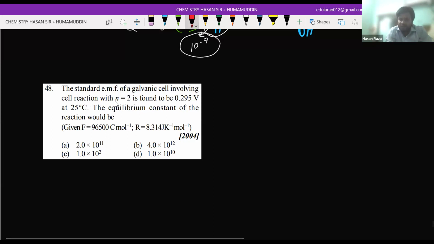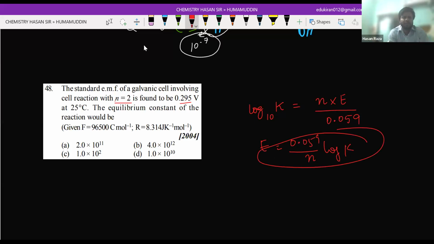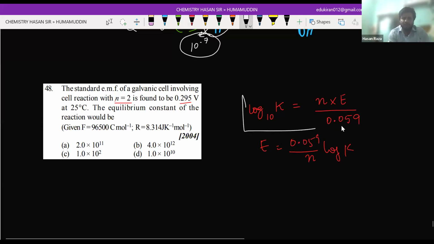Standard EMF of a galvanic cell involving cell reaction with n equal to 2 is found to be 0.295 volt at 25 degrees centigrade. The equilibrium constant for the reaction would be, if you remember, I had given a formula for this. What was the formula? We can directly write log K to the base 10 will be equal to n into E upon 0.059. Yes or no? Yes, sir. Or it was the same, like E is equal to 0.059 upon n log K. This was the formula, which we needed, right?